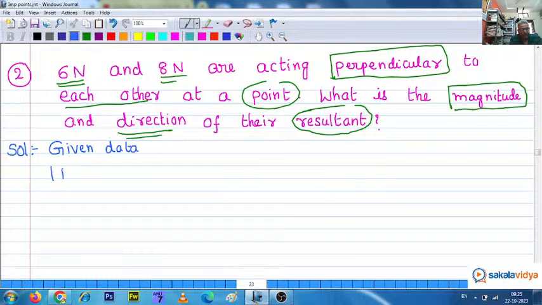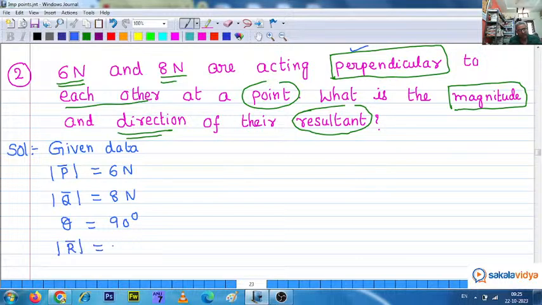So modulus of p bar, that means magnitude of the first force, is 6 newtons. The second one is say q bar. Modulus of q bar is 8 newtons. Since they are perpendicular, the angle between them, theta, is equal to 90 degrees. Then we need to find the magnitude of the resultant, that is modulus of r bar equals question mark, and the direction, say alpha, is equal to question mark.